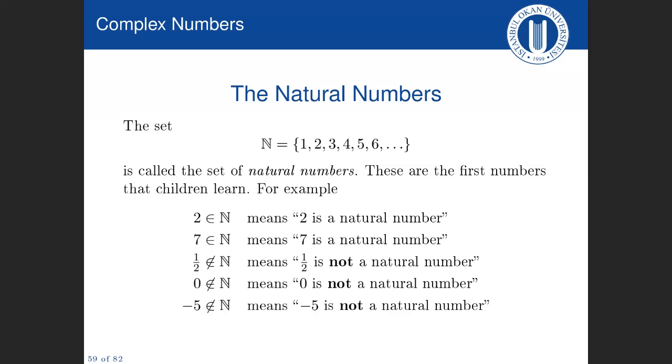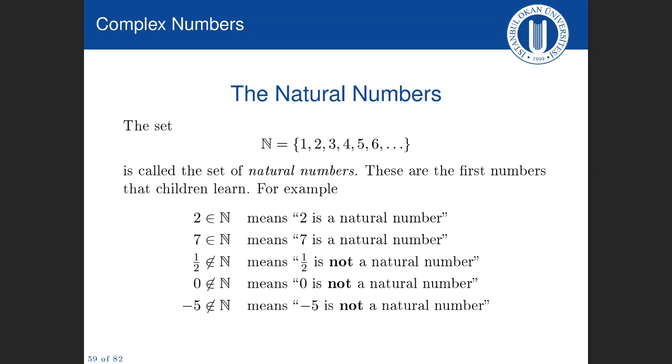And we'll start by talking about the first numbers that children are taught. The numbers 1, 2, 3, 4, 5, 6, etc. are called the natural numbers. So for example, 2 is a natural number, 7 is a natural number, a half is not a natural number.